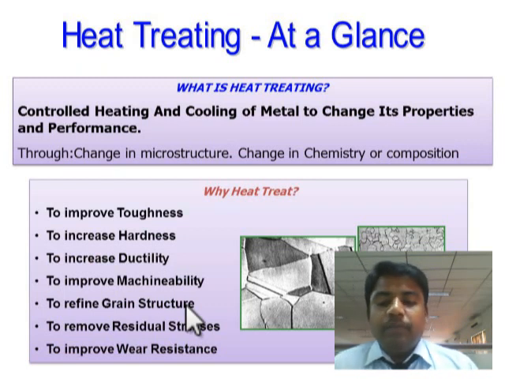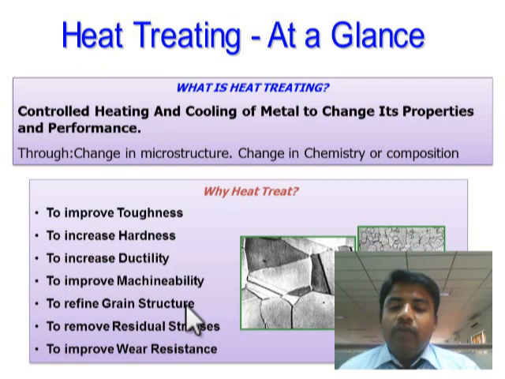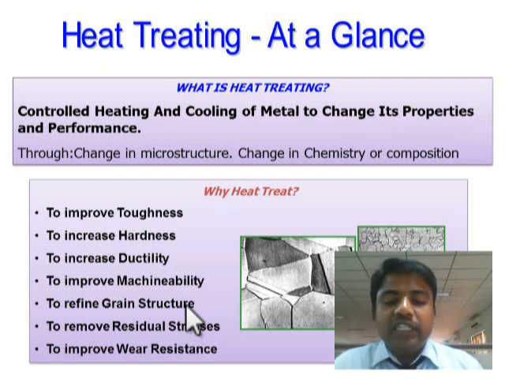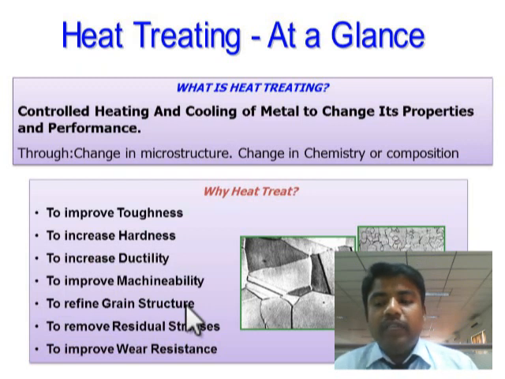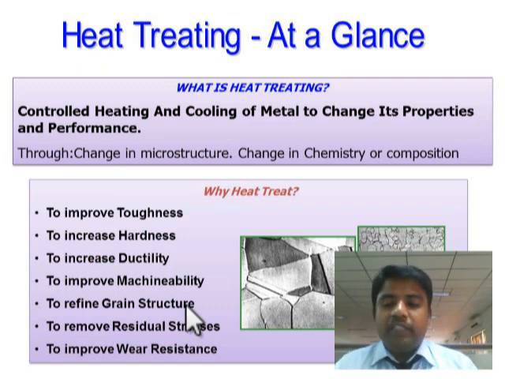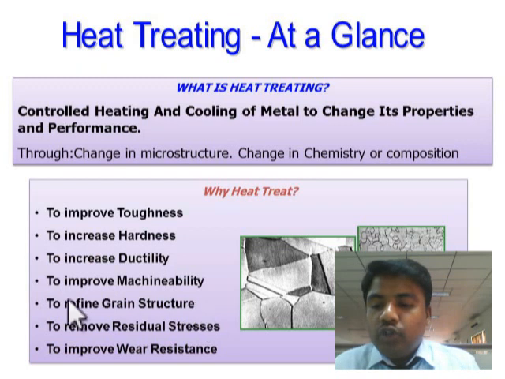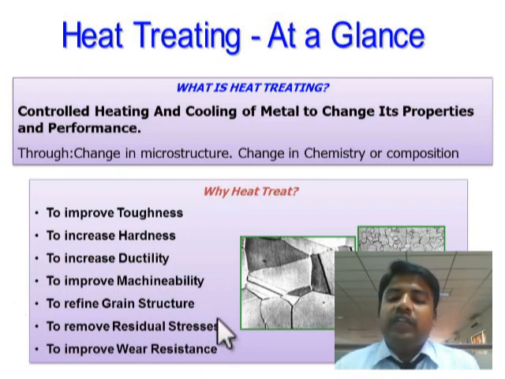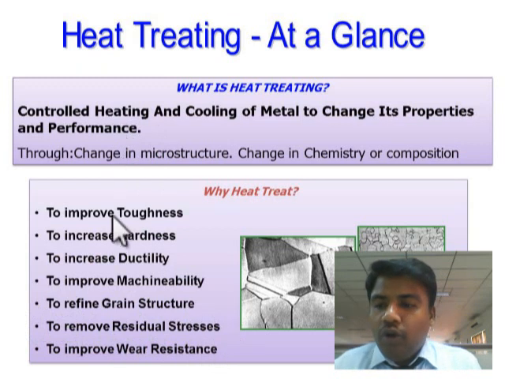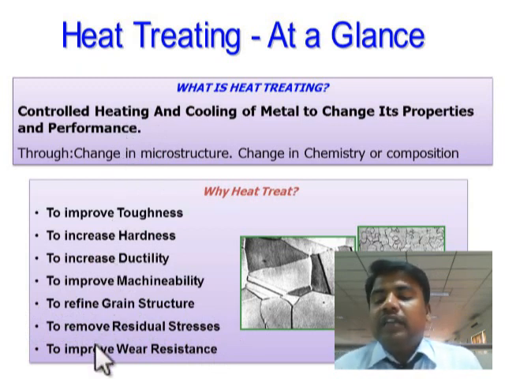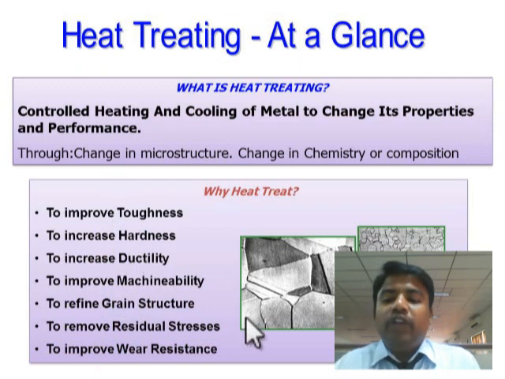Residual stress. For example, we go for press work. The stress is built inside your metal. If we allow the stress to remain inside the material, and the application demands some load, and the load is increased, the stress already inside the metal causes the metal to fail. So it is important to remove the residual stress by using an annealing process. We have a lot of important reasons to improve the properties by going for heat treatment processes.